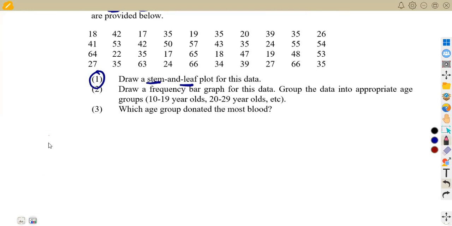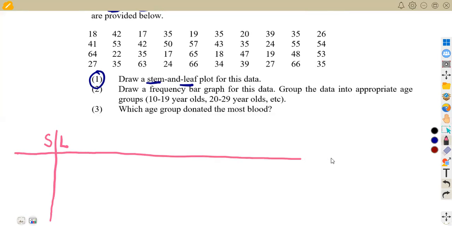So like I said, we're going to have the part of the stem and the part of the leaf. There's no need for you to actually write stem and leaf. You just need to know what it represents: this is the stem and this is the leaf. The part of the stem, like I said, is represented in multiples of 10, working from 0, 10, 20, 30, and so on.